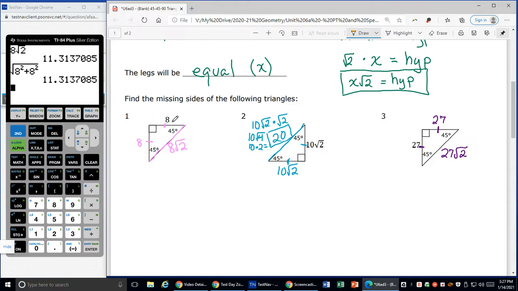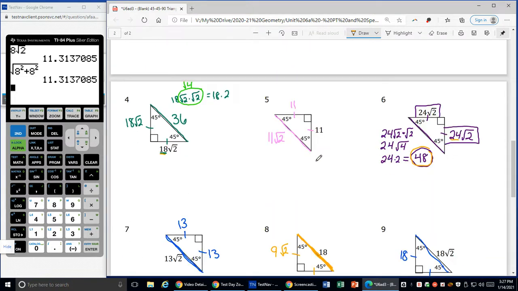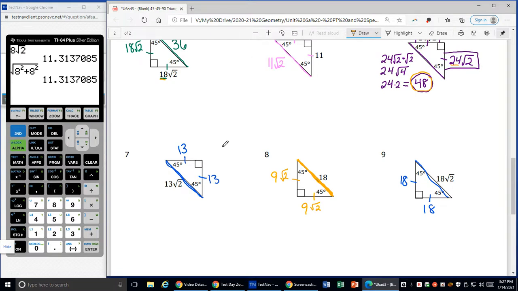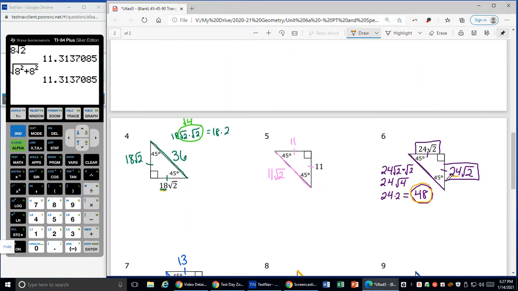My two patterns are about where my square root of 2 is. If my square root of 2 is on the hypotenuse, then the coefficient in front of there will be the same as the legs. 8, 8, 8 square root of 2. 27, 27, 27 square root of 2. 11, 11, 11 square root of 2. 13, 13, 13 square root of 2. 18, 18, 18 square root of 2.